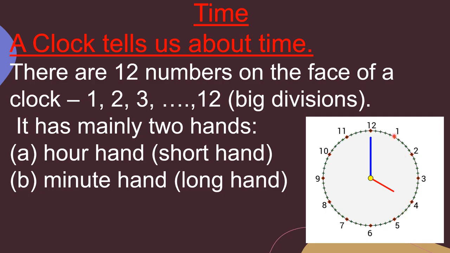Okay, so these small divisions are 60 because here we will multiply one number by 5 to count the minutes. Okay, so here the total are 12. 12 is the biggest number, so we will multiply 12 by 5. So 12 fives are 60. It means we have 60 small divisions. Okay.